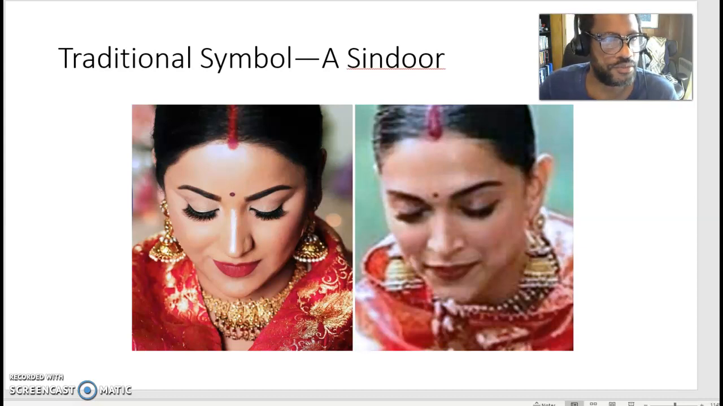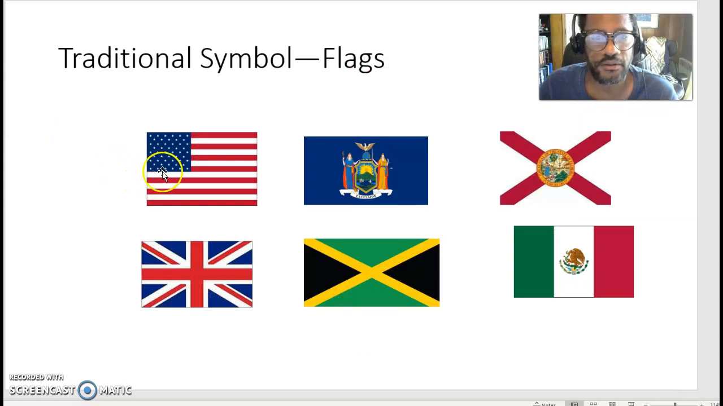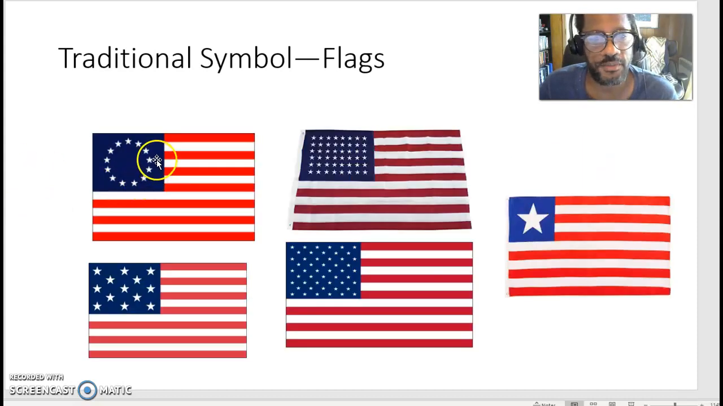Other traditional symbols that we're aware of, flags, right? This is the United States. We should recognize that as New York. I'm originally from Florida, so I put Florida in there. This is England, Jamaica, Mexico. All of these are going to be symbols. They just represent either the country or the state. And there's nothing about these flags that says anything about that. So let's look at other traditional symbols of the flags. Let's look at various American flags. This is the original American flag that only had 13 stars. The stars represent how many states we have.